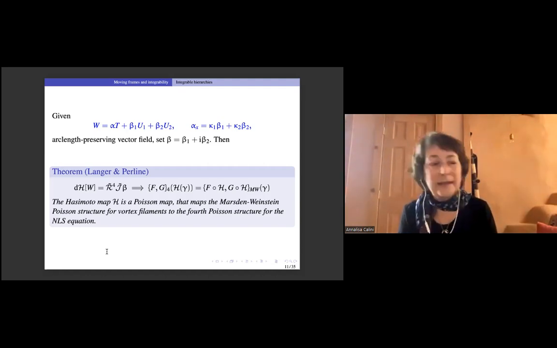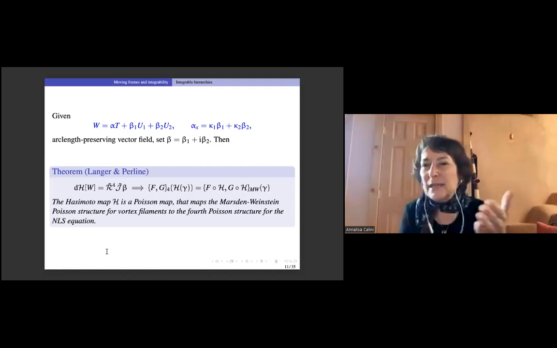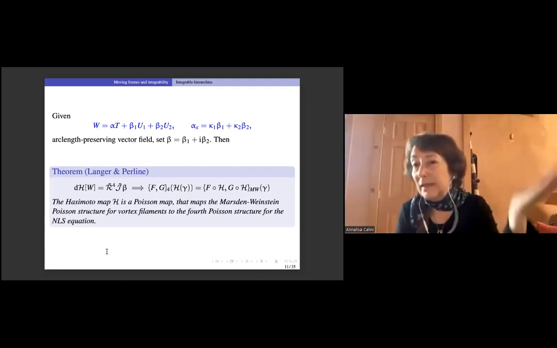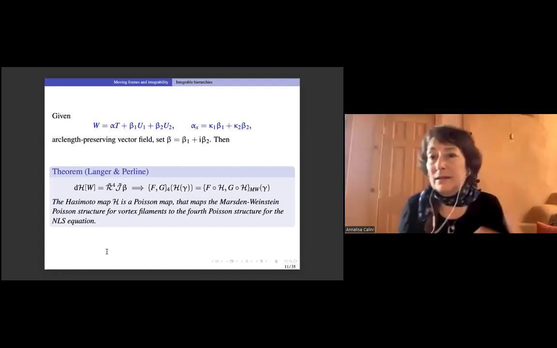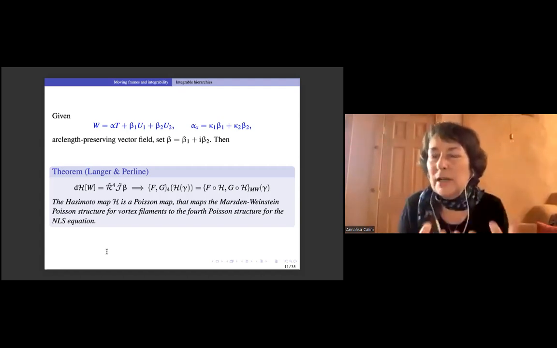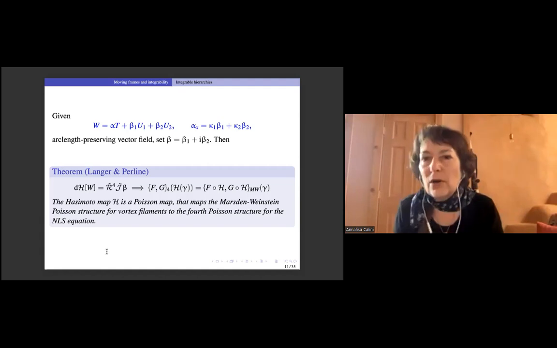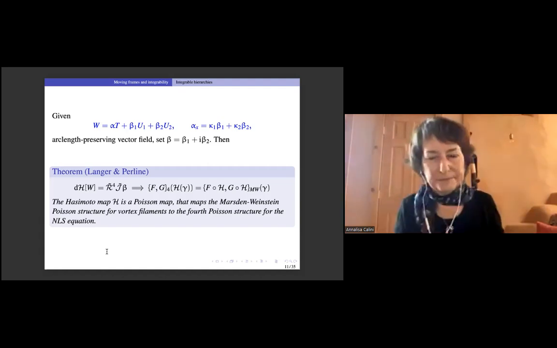And by the way, this created a sort of saying that the VFE is a Euclidean representation, in a sense, or realization, of the NLS equation.